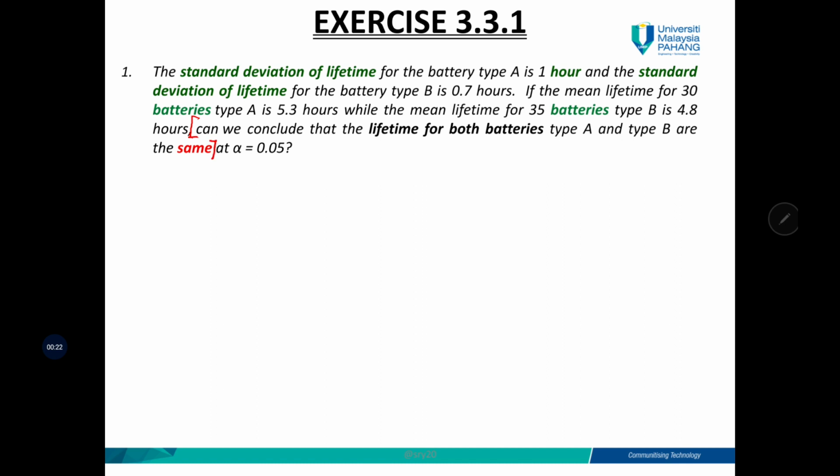Can we conclude that the lifetime for both batteries is the same? This is a general statement. Lifetime here is referred to as mean lifetime. Sometimes for a mean, we can make a general statement. The notation used here will be mu A for type A and mu B for type B. The relationship between them is equal. So this is the claim that we need to test.